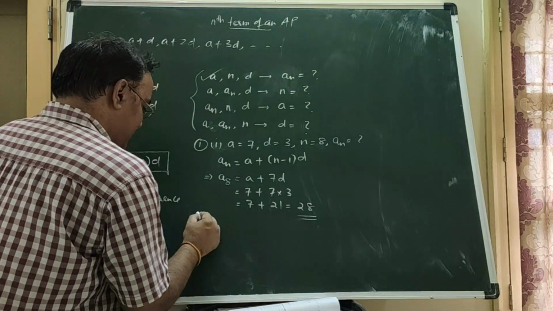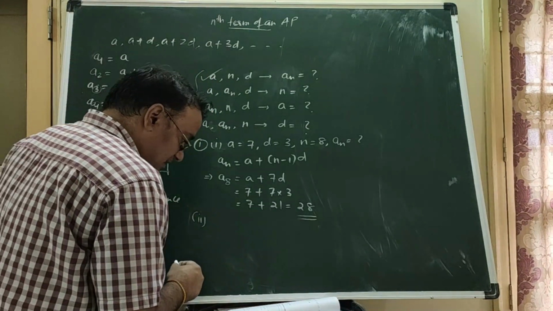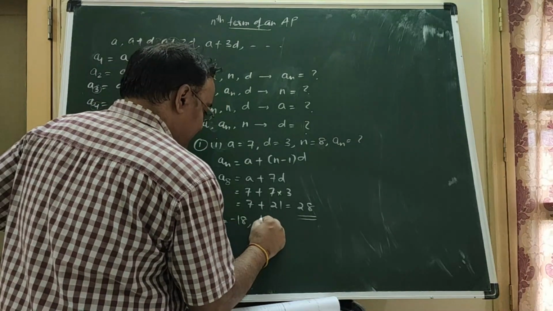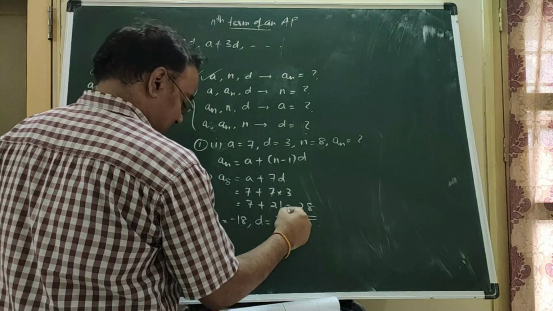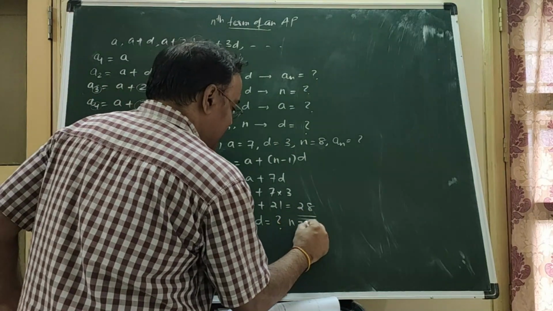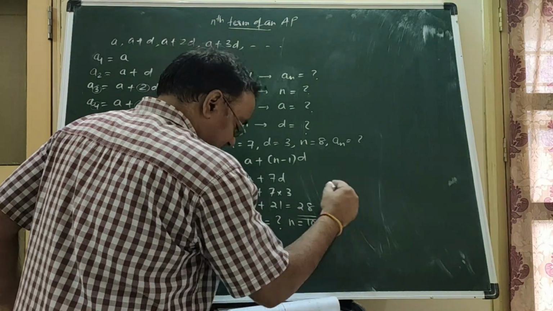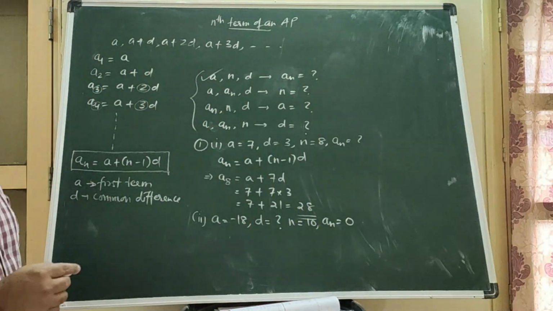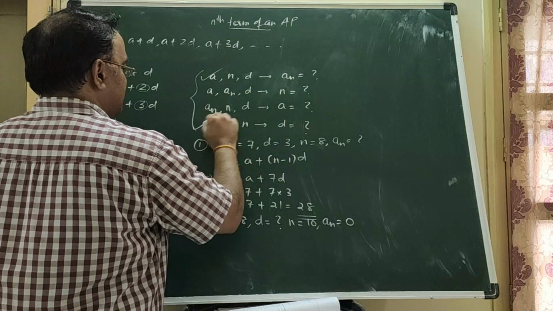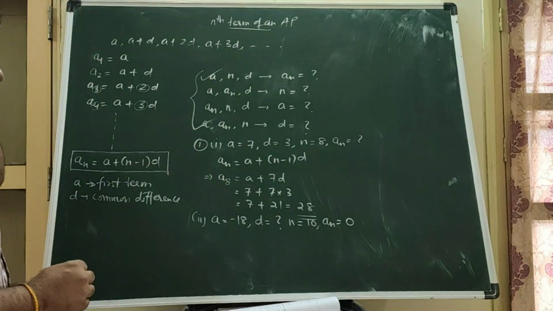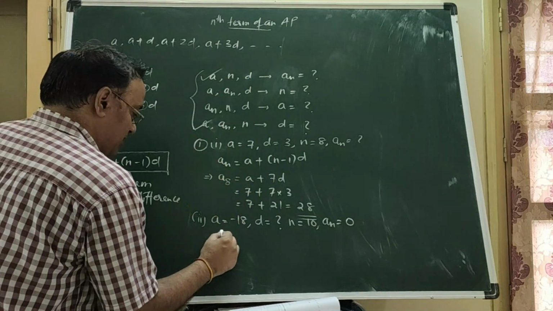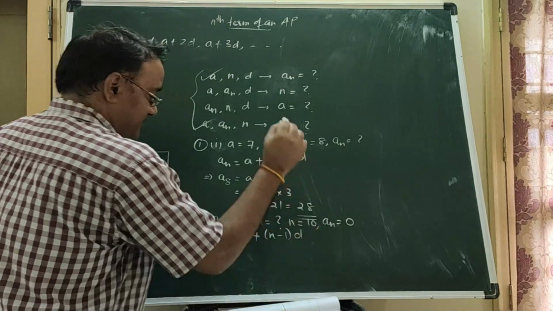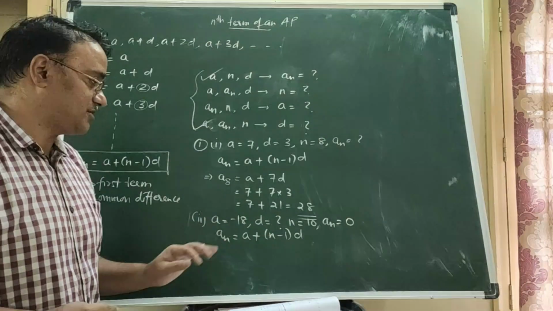Next question, next bit. a is equals to minus 18 and we need to find d, और n दिया हुआ है 10 और an दिया हुआ है 0. ठीक है? This is the second bit. And this is which type of question? This one. d निकालना है यहाँ पर. So we'll write the first formula. an is equals to a plus n minus 1 into d. And we'll substitute all the values.